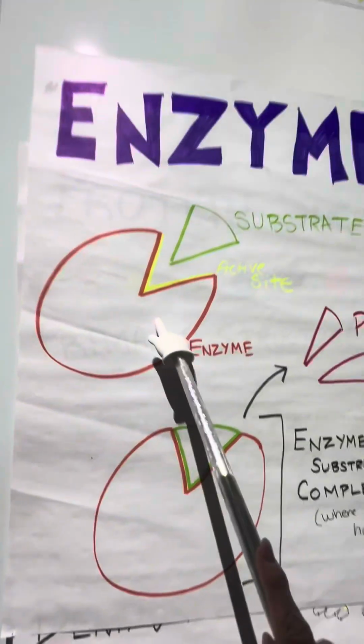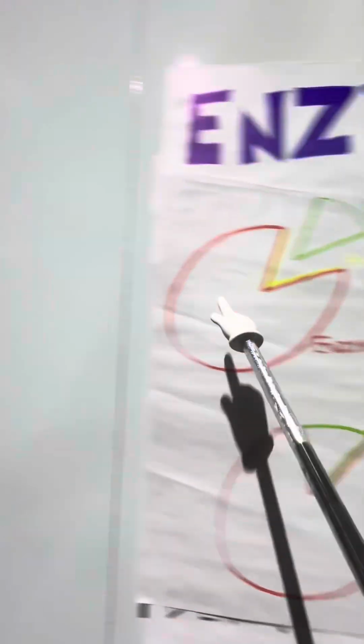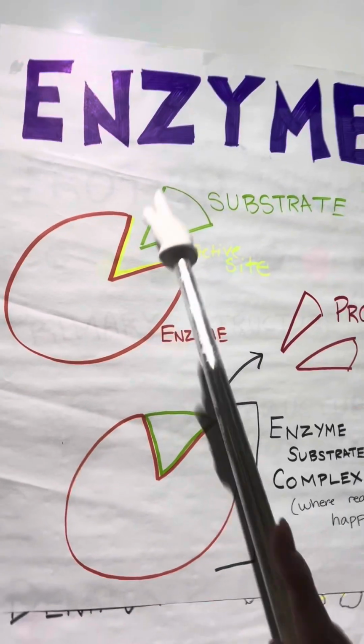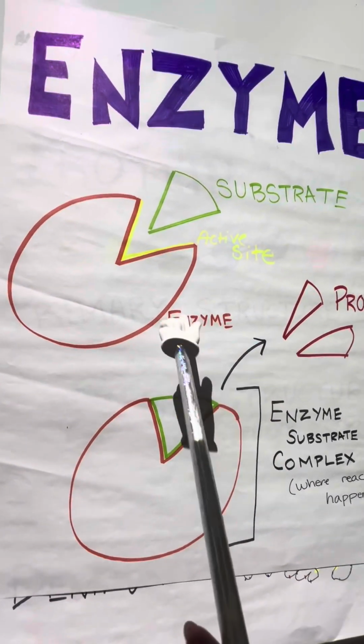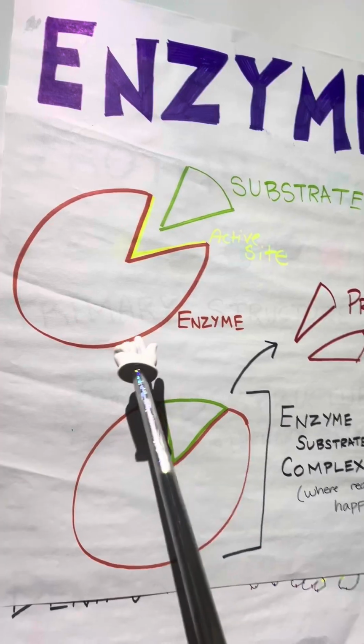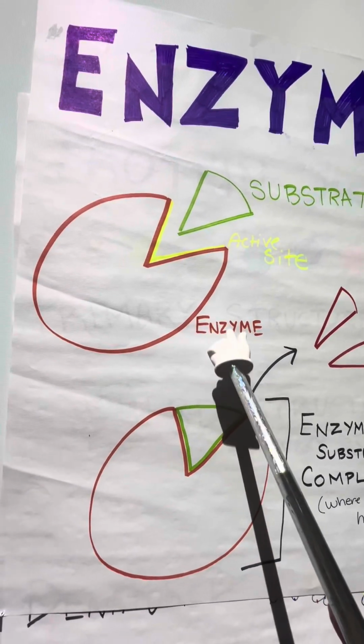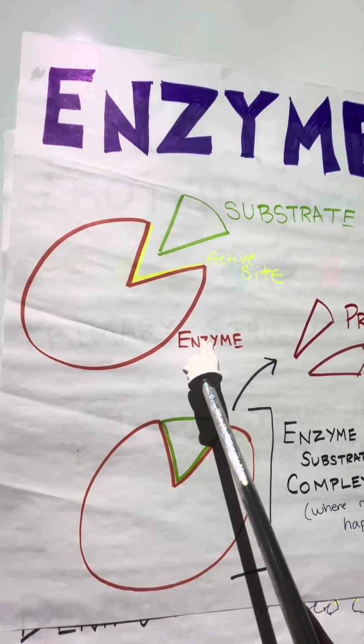And the enzyme is going to speed up the reaction because it's lowering the activation energy required. It could happen without enzymes, but it would take too long, and that would not be conducive in living things. So you wouldn't be able to survive without these enzymes speeding up the reactions.